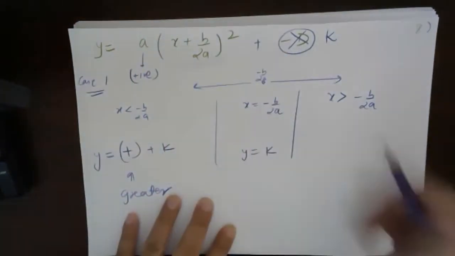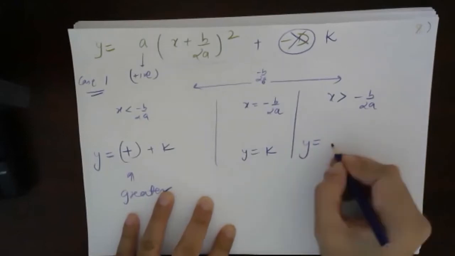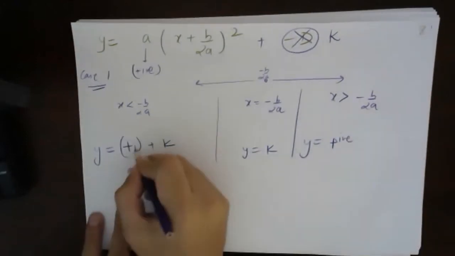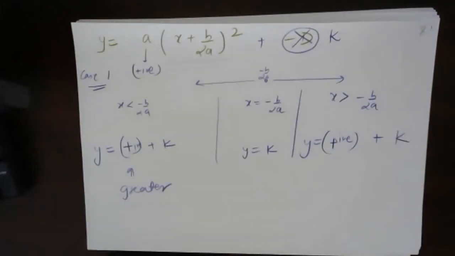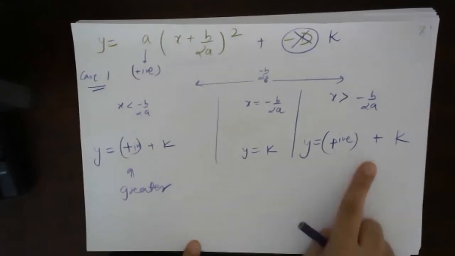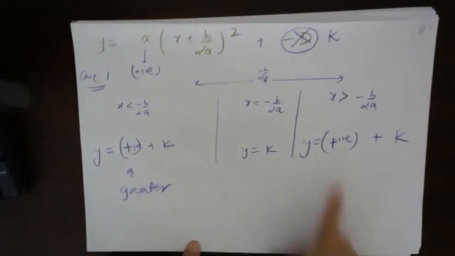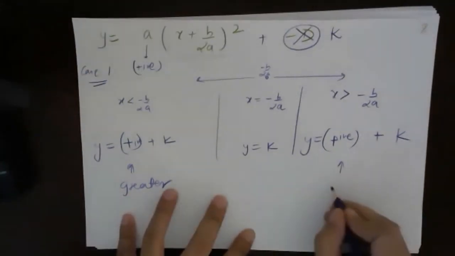So again on the right side we will have y is equals to some positive value plus k. Okay, now tell me which one is greater, this one or this one? Again this one is greater than this.